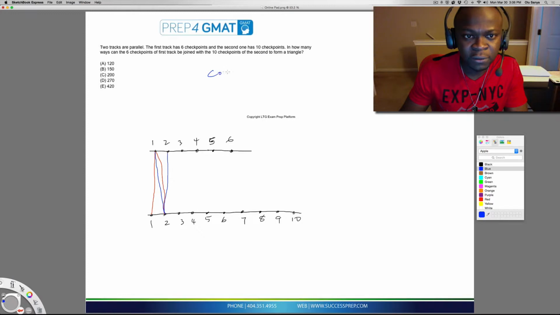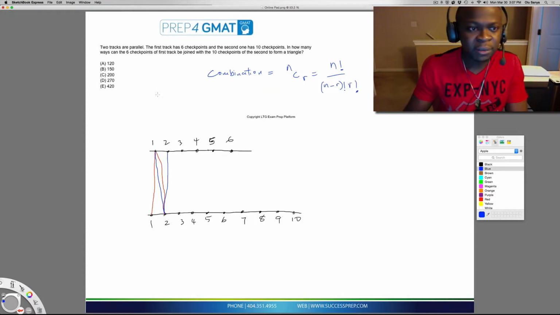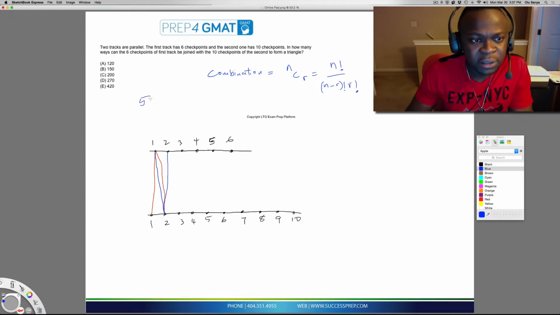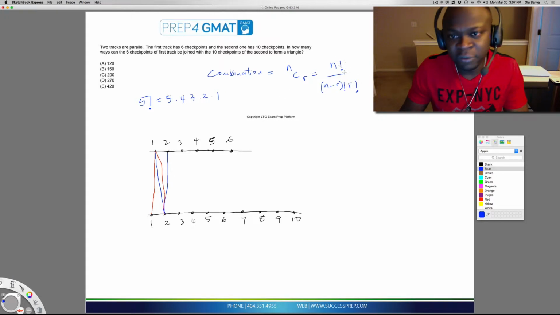The combination formula is a math formula that you need on the GMAT. It pretty much says nCr, which is n factorial over r factorial times n minus r factorial. Now a factorial, as I've explained in some earlier videos, simply means multiply down. So 5 factorial is 5 times 4 times 3 times 2 times 1. That's what a factorial is. So watch how I use my factorial here.